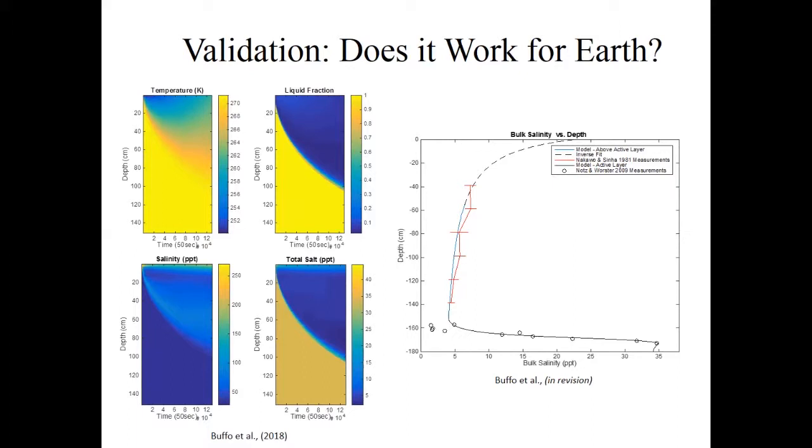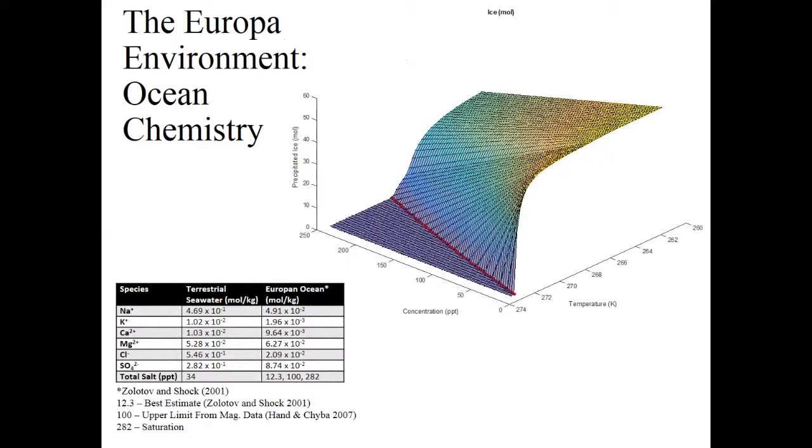And we can compare that salinity profile, which is the dashed and solid lines here, with actual measurements, which are the red and open circles here. And it matches really well. So we're confident that we're accurately modeling how much of the ocean salt is getting trapped in the ice. So for the Europa environment, we also wanted to take into account different chemistries.